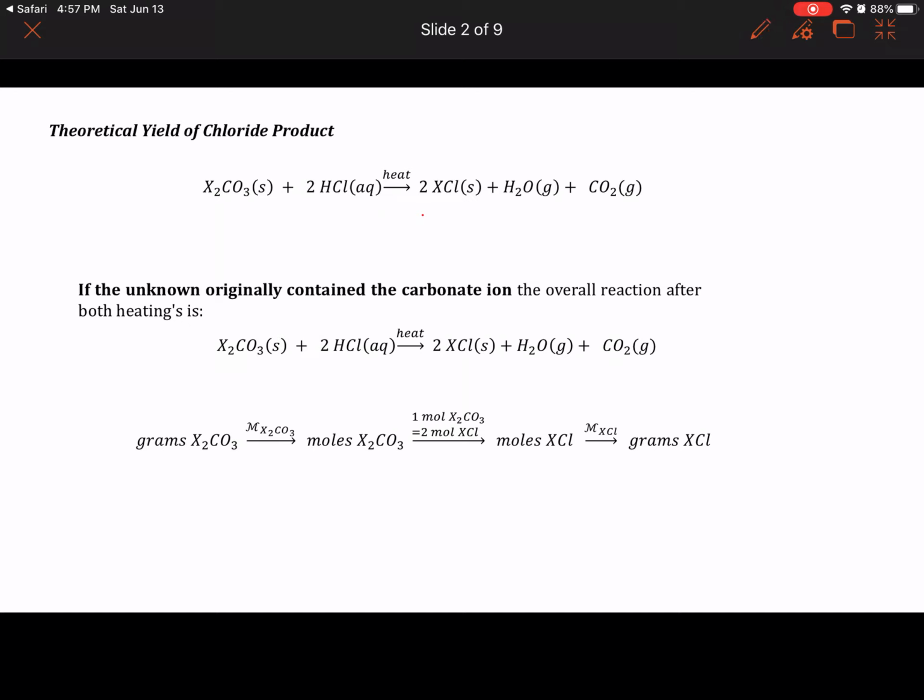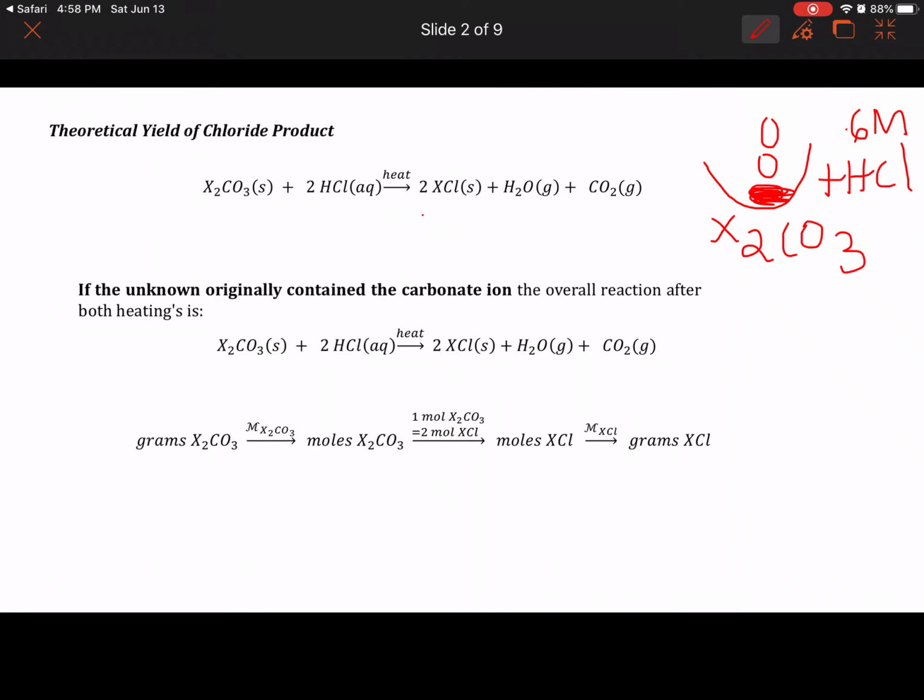So you take your evaporating dish, let it cool before you do this step. Okay, so you have your carbonate. Let's say you have X2 carbonate, and to this you're going to be adding about 25 drops of 6 molar hydrochloric acid. Drop by drop you're going to be adding, with a pipette. And when you are adding it, you will see some bubbling, some gas evolving.